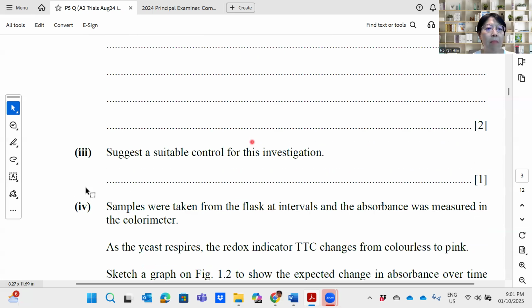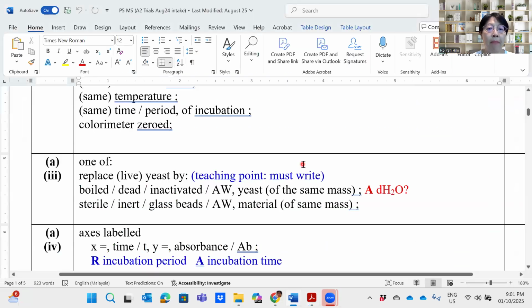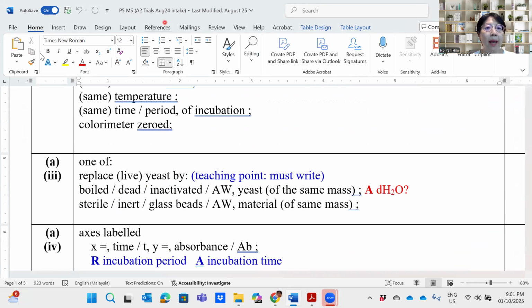So finish that one. Part 3: suggest a suitable control for this investigation. Every time an enzyme is involved, the control, yes, but do you know how to write it to make sure you get the mark? It's very, very important here. In an enzyme-catalyzed reaction, a control should be, we will replace the enzyme. This is where a lot of students never say.